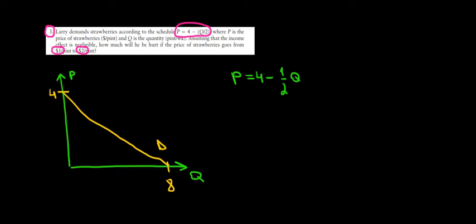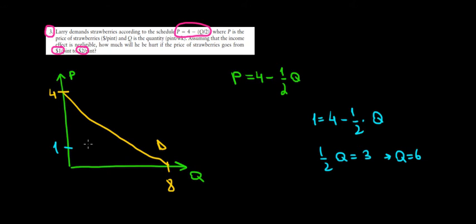Now, initially our price was 1, so price was 1 over here. Now, when price was 1, let's see what was the quantity. We're substituting 1 into the price, so 4 minus 1 over 2 times quantity, meaning that if we change the places, we have 1 over 2 times quantity equals 4 minus 1, which is 3. So quantity was 6. So at the price of 1, we demand 6 pins.